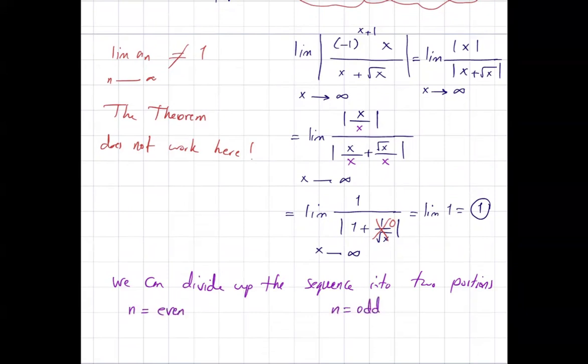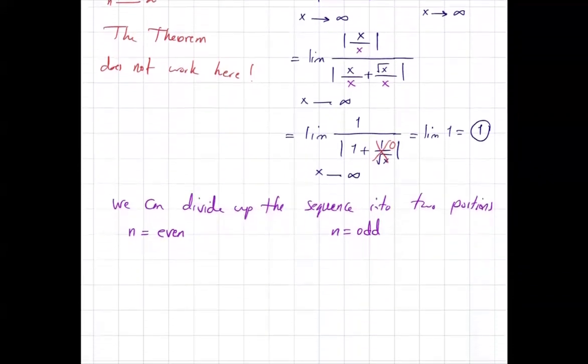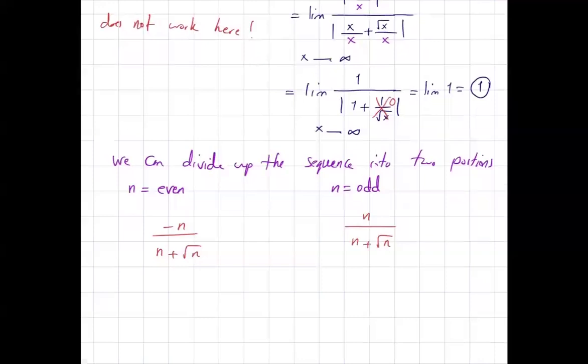So take a look at your sequence. When n is an even value, (-1)^(n+1) becomes negative. So you end up with negative n divided by n plus the square root of n. When n is odd, you have n over n plus the square root of n. Then you can take the limit of each one of these separately.